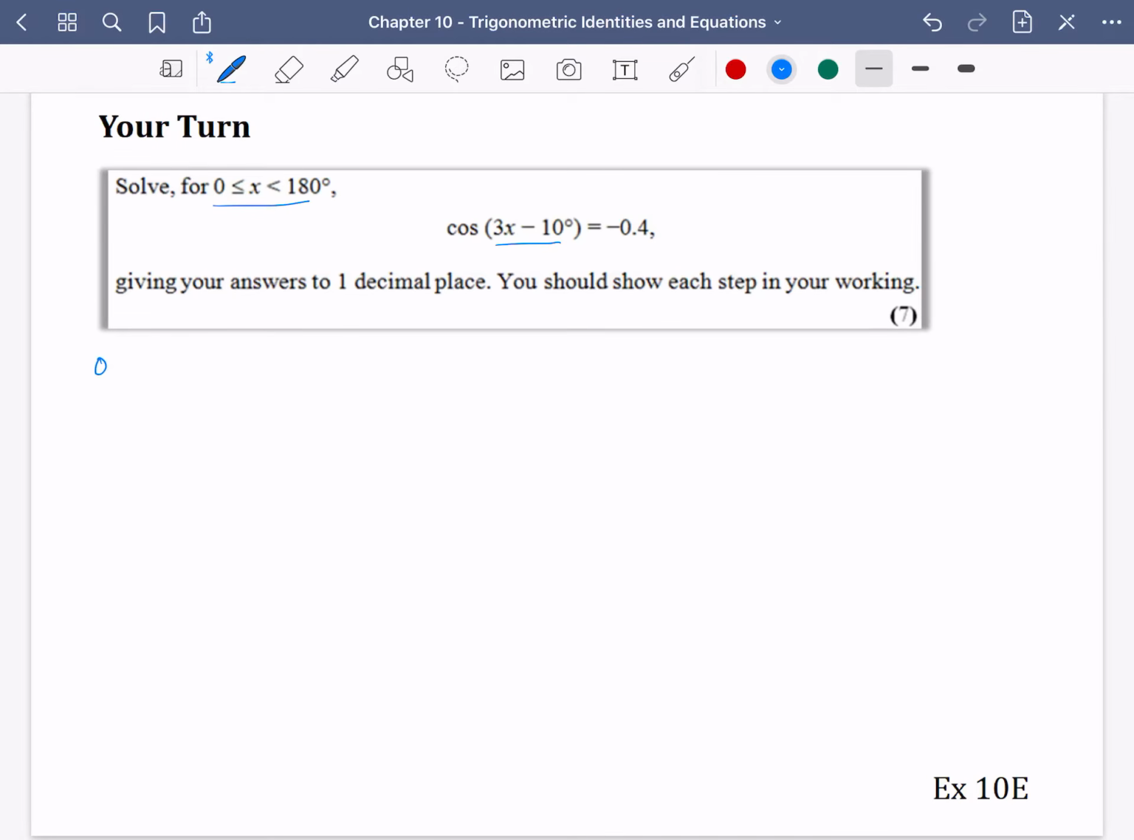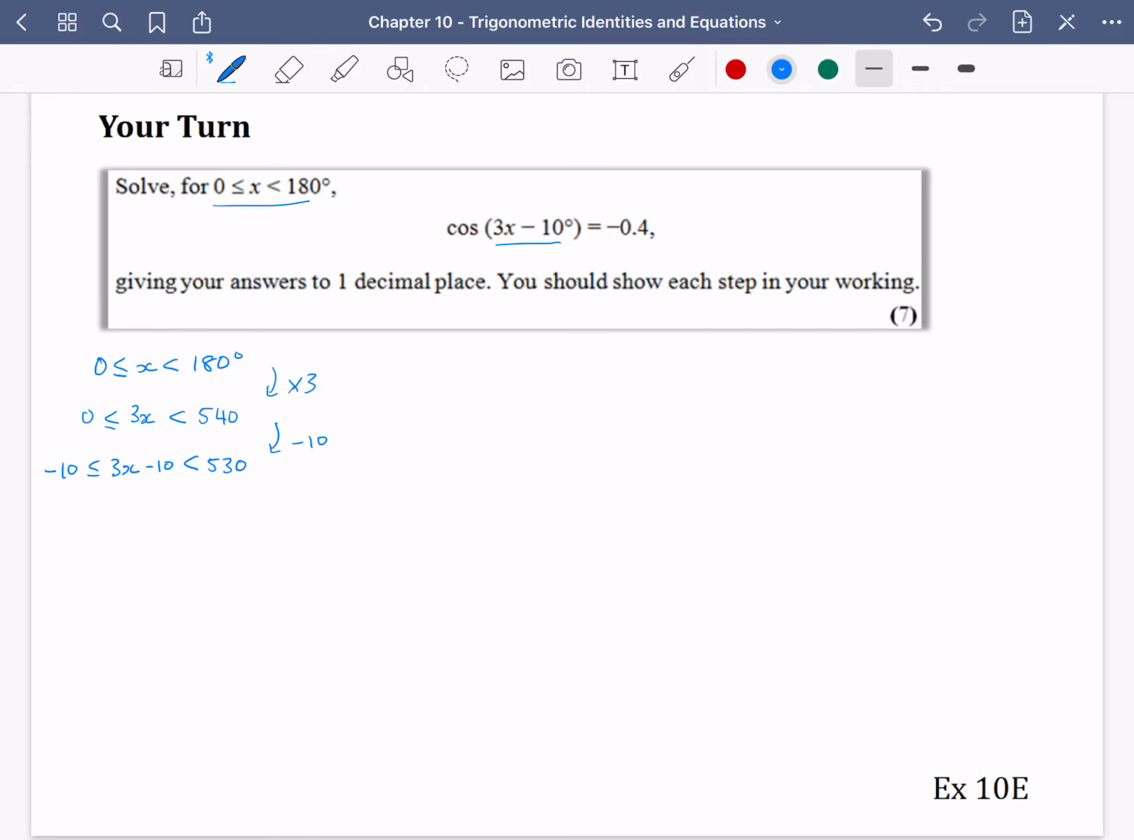Okay, so our range that has been given is that x is between 0 and 180, but we want to change it to 3x minus 10. So the first thing we're going to need to do is multiply it by 3 to get the 3x. So 180 multiplied by 3 is 540. And then I'm going to subtract 10. So I get the range for 3x minus 10. I always do this because I haven't subtracted 10 properly: I would subtract 10 from here and I would subtract 10 from here.